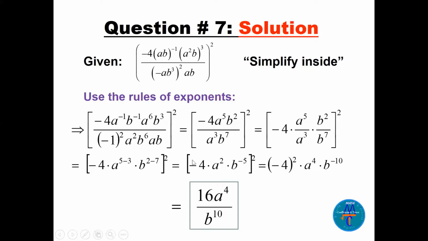Now I distribute the power 2 up here. So it will be minus 4 squared, A power 4, B power minus 10. The negative comes down. So this is positive here, minus 4 in the bracket. You see that's in the bracket. 16A power 4 divided by B power 10.